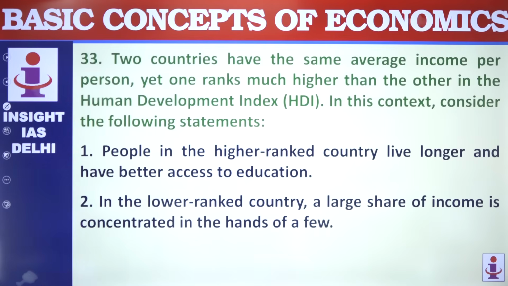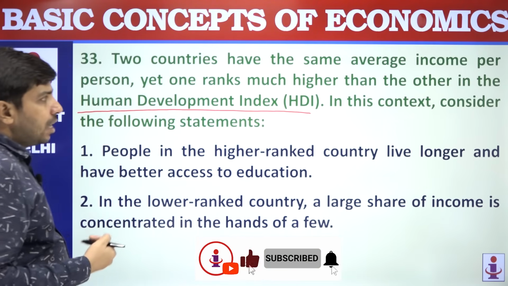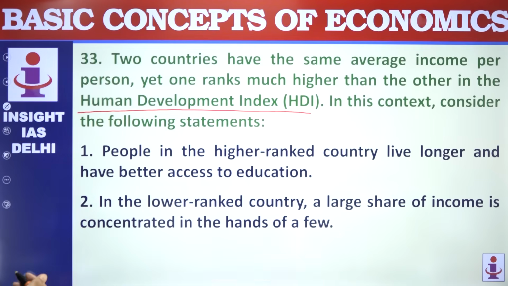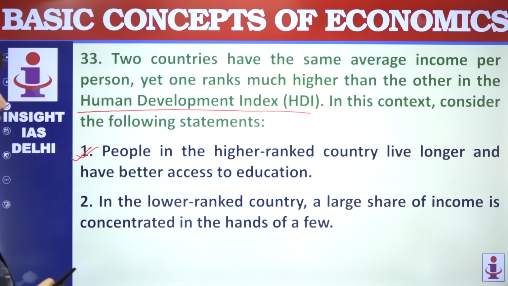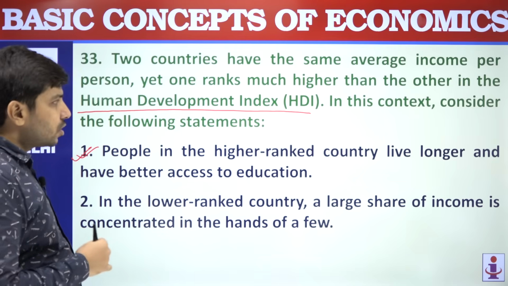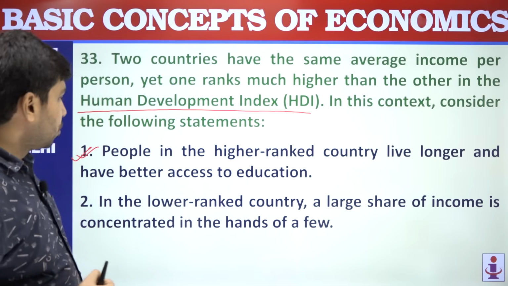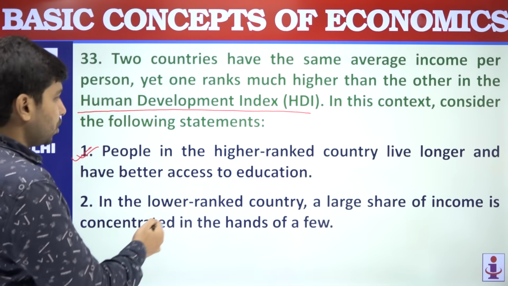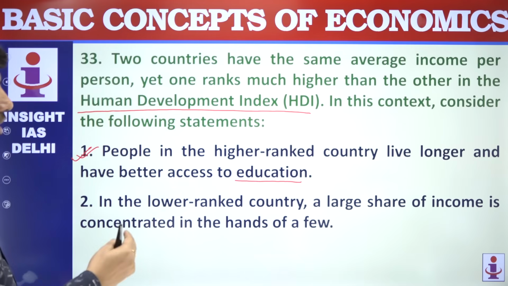Two countries have the same average income per person, yet one ranks much higher than the other in the Human Development Index. Income of both is the same, but one is ranking higher than the other. People in the higher ranked country live longer and have better access to education. Yes. So what is HDI, the Human Development Index? It is based on certain parameters that rank countries as per their level of development. HDI includes education. So if some country has a higher HDI, chances are that people in that country will have better access to education and also live longer.